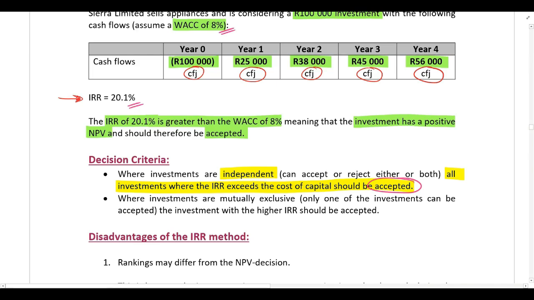If we are dealing with mutually exclusive investments, meaning we are comparing many different investments, but the company doesn't have enough money available to select all of the investments, they can only select one of the investments, then we select the alternative with the higher internal rate of return.